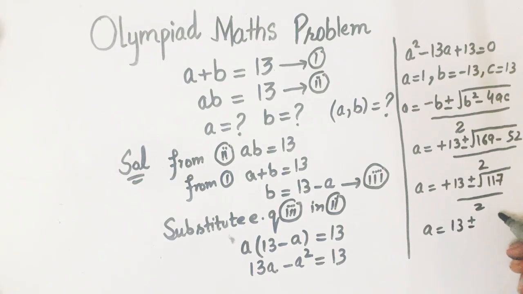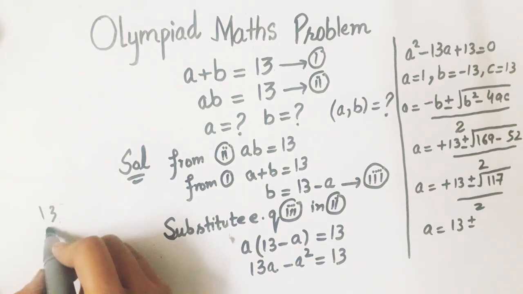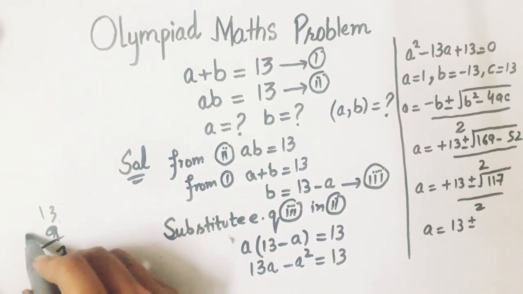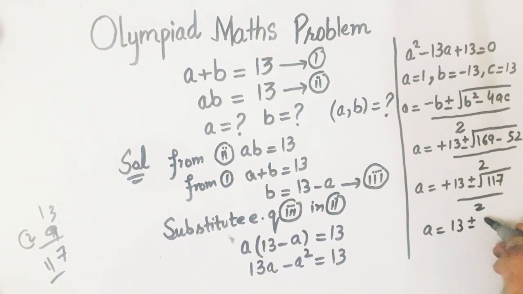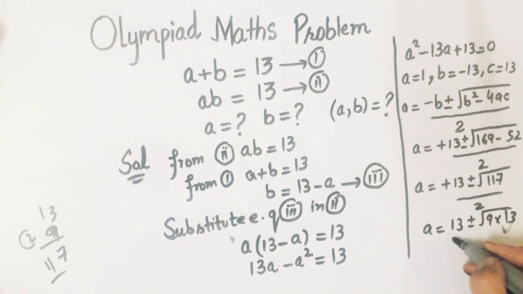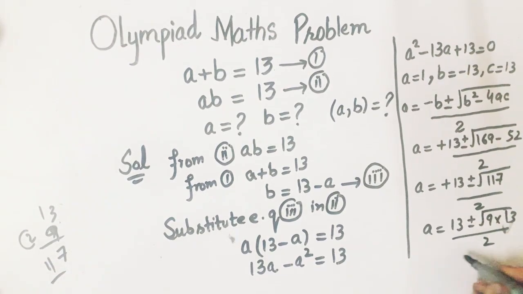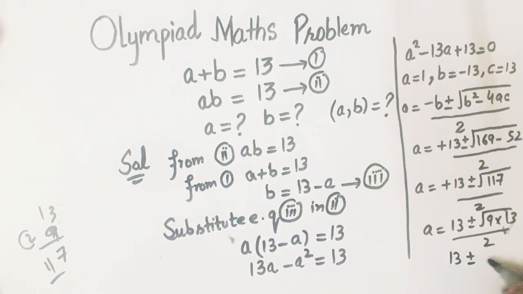into 9, because 13 into 9 is 117. So we will write this as 9 into 13, divided by 2. So root 9 is equal to 3. So we get 13 plus minus 3 root 13, divided by 2. This is the value of a.